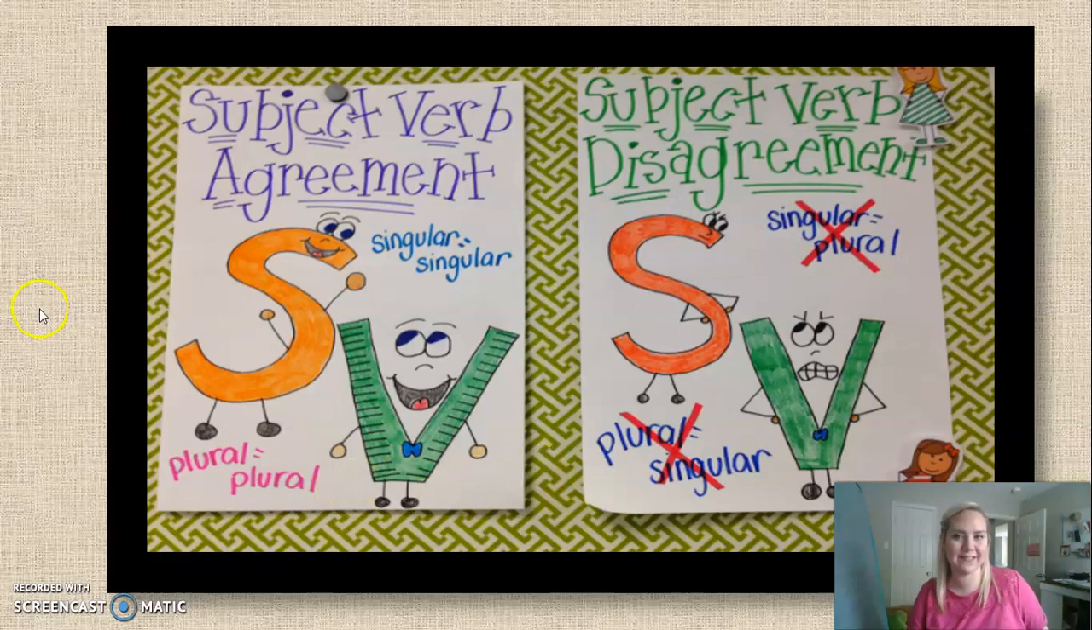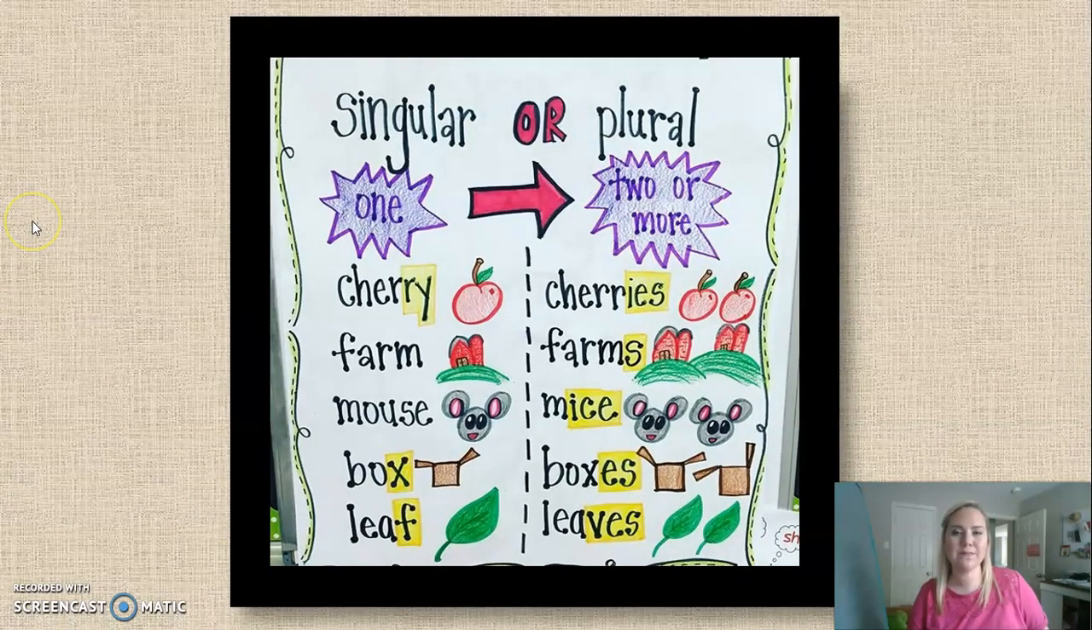So what exactly does that mean? Let's take a look. When I'm talking about singular or plural, singular means one item, plural means two or more. And you have learned this. This is going to be a big review for you, but just in case you forgot, if we look at some singular nouns, we have the word cherry, farm, mouse, box, and leaf. That means one item. If I look at the plural version of that, I have cherries, farms, mice, boxes, and leaves. So some of these, all you have to do is add an S. Some of them you need to drop the Y and add an IES. Or for instance, mouse is an irregular noun, so we will change it to mice.